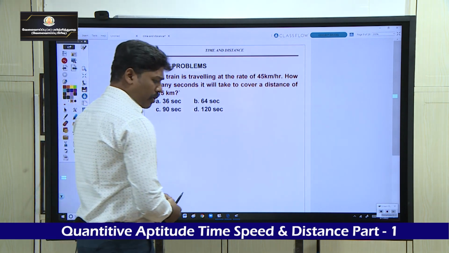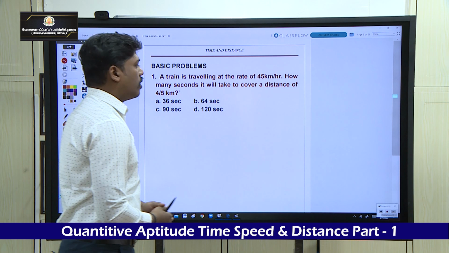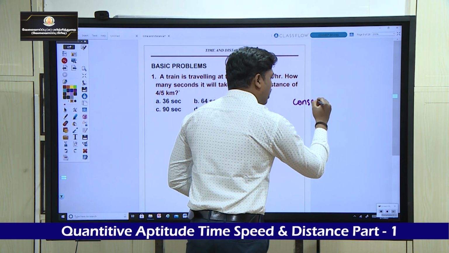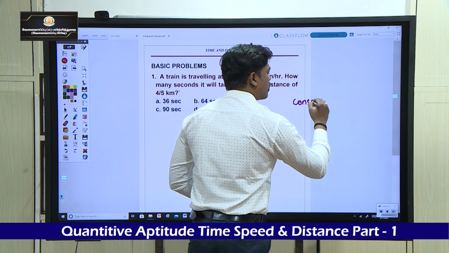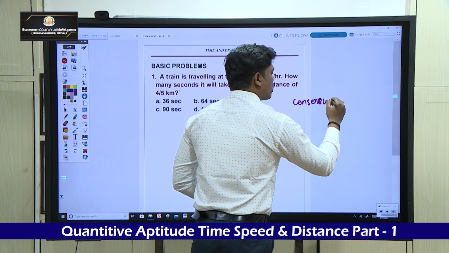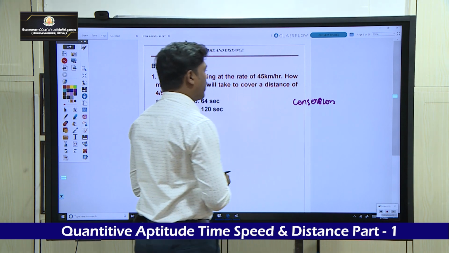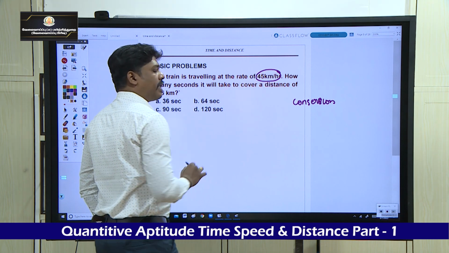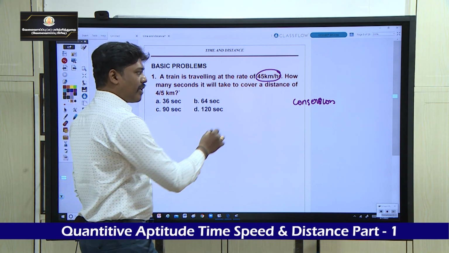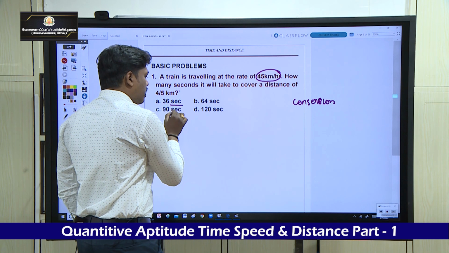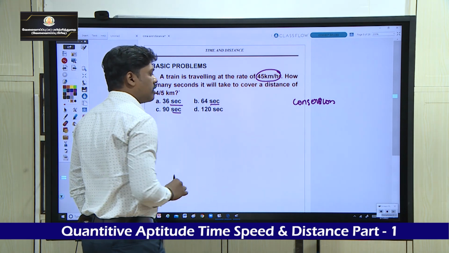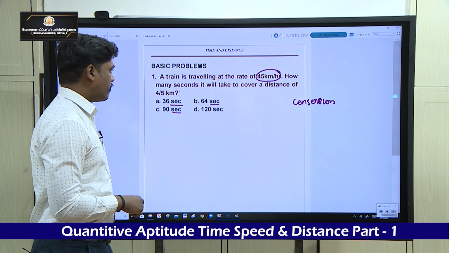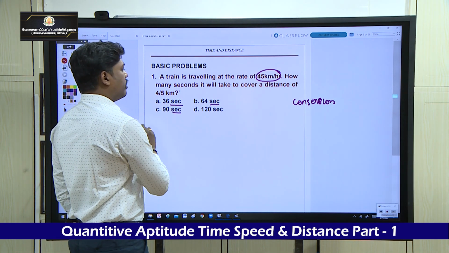So next we can move on to the basic problems. The main thing while solving is the conversion. Why? Because in the question they will tell in kilometer or meter, something. In the question they will ask in kilometer, but look at the answer. They are asking in seconds. So conversion is the main important thing in time, speed and distance. So look at the question here.